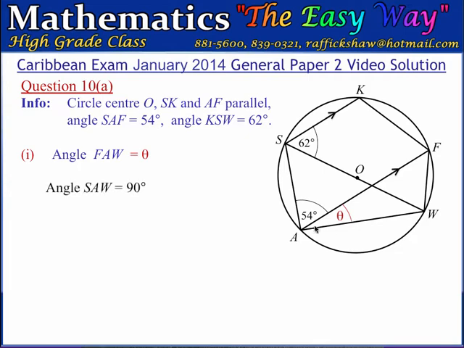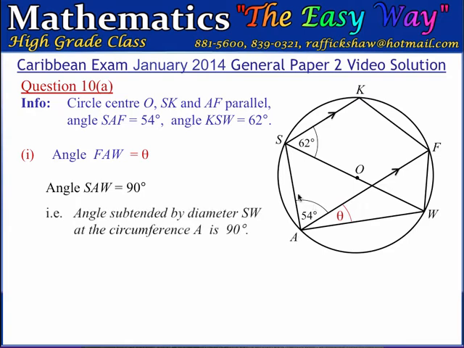So let's show that. And this is it. Angle SAW is 90 degrees. That's the total angle between these two sides, and that is because that angle is subtended by the diameter SW. The angle subtended by the diameter SW at the circumference A is 90 degrees. And we can isolate the triangle SAW to show that 90 degrees. The total angle across here is 90 degrees because this angle is subtended by the diameter, and this angle is the angle at the circumference, and therefore 54 degrees plus theta is equal to 90 degrees.